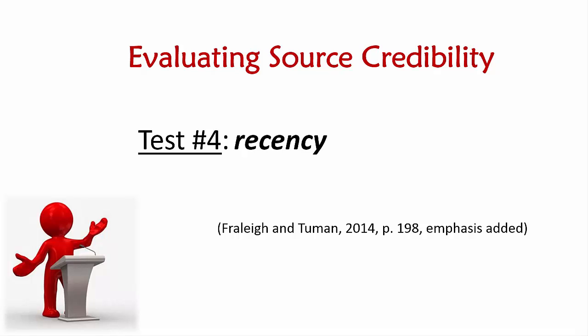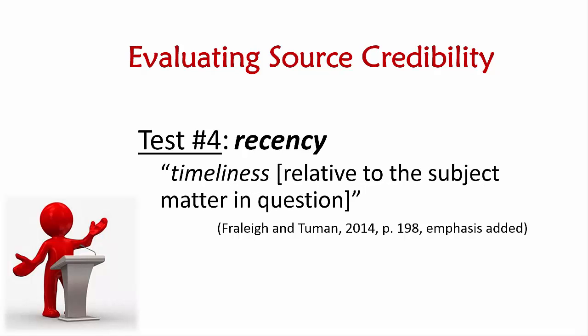This is a pretty simple test, but a pretty important one. Recency refers to timeliness relative to the subject matter in question. Depending on the topic you're talking about, whether or not a source was published this year, last year, or even 3 to 5 years ago, can really make a big difference in whether or not the information is still reliable and still trustworthy. This is especially true when we're thinking about topics that deal with science and technology, topics that deal with politics or current events, where things that are happening change day to day, week to week, month to month. So it's going to be important for you to think about your topic and ask yourself, how recently was this information discovered and published?